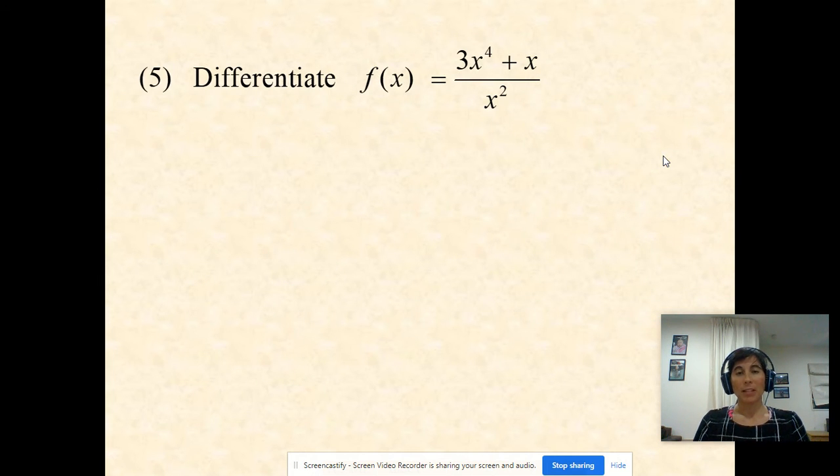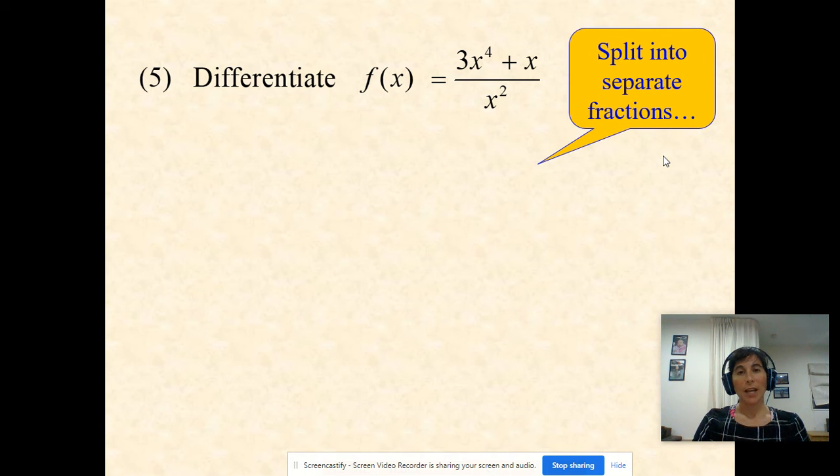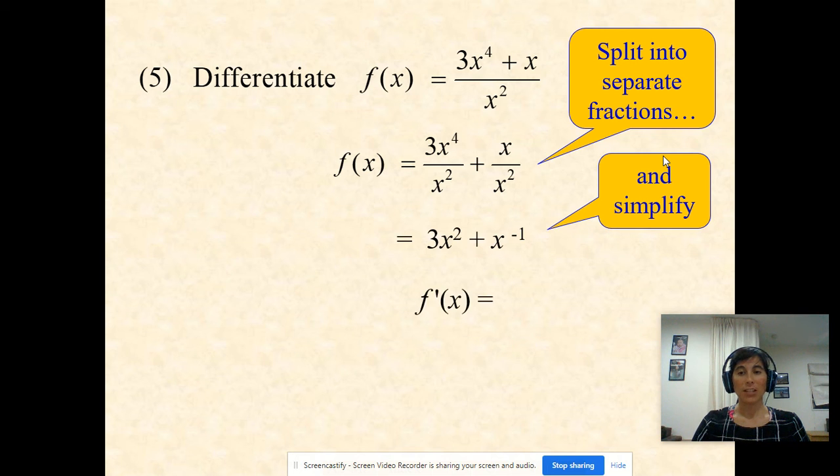Example 5. So in this one, the function is 3x to the power of 4 plus x, all divided by x squared. So where possible, what you're trying to do is to see, can you simplify this before you actually look to differentiate? And in this case, we can, and we can do that by separating them into two fractions as one possibility. So if we split into separate fractions, that would just give us the function is equal to 3x to the power of 4 over x squared plus x over x squared.